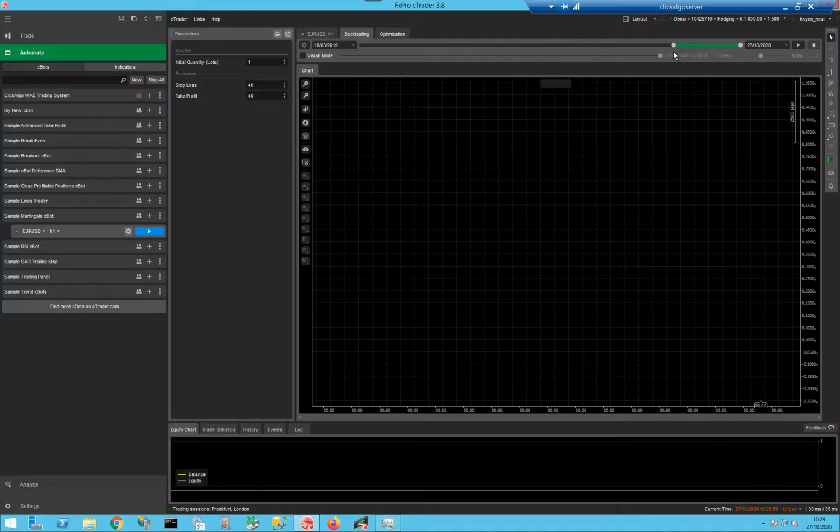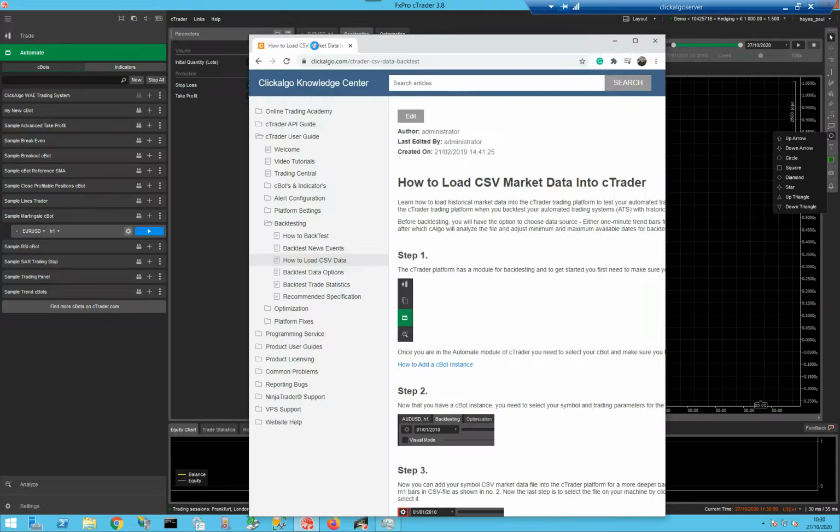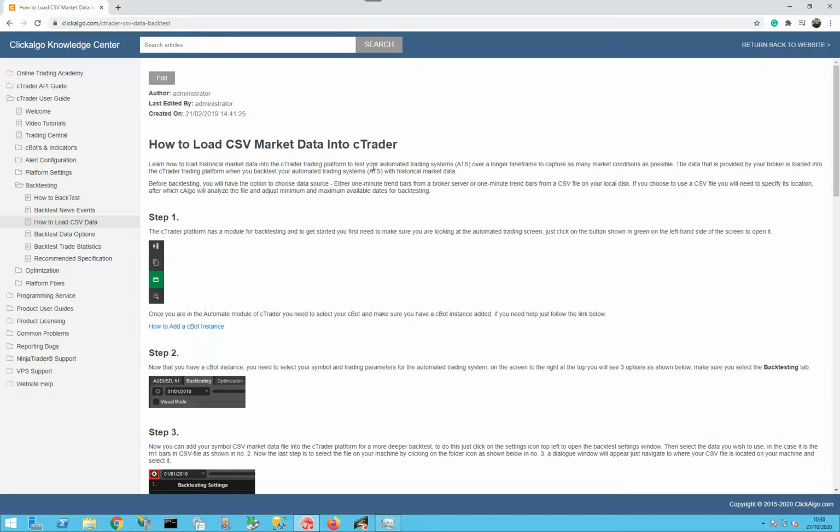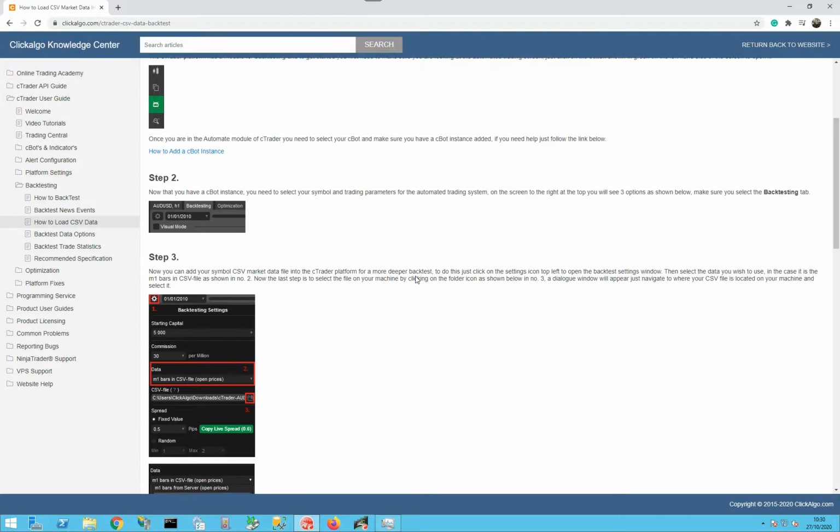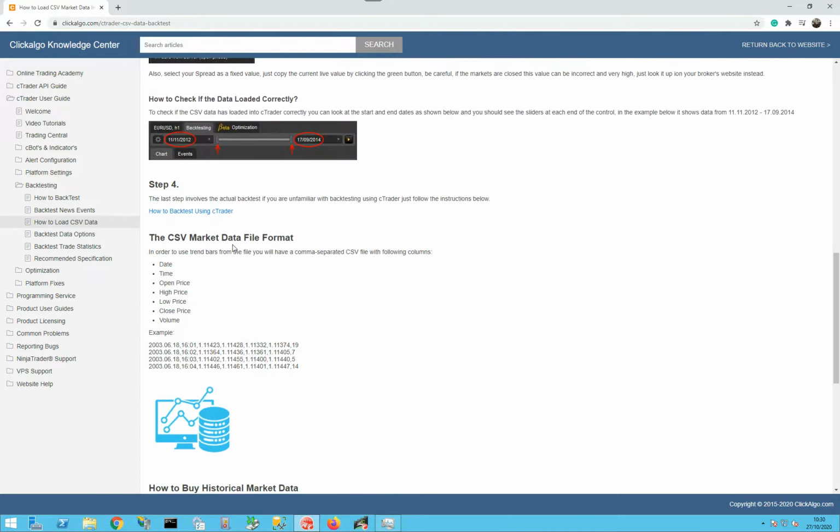To do that, you can download from various sources. There are companies selling market data. You can actually purchase this market data that goes back many years, and it's good quality. Another way of doing it is, I'm just going to quickly show you now, also in our knowledge base. This will show you how to load CSV market data into cTrader.